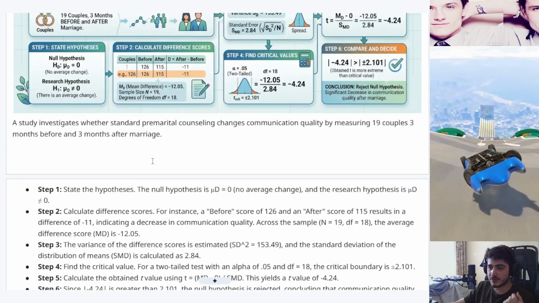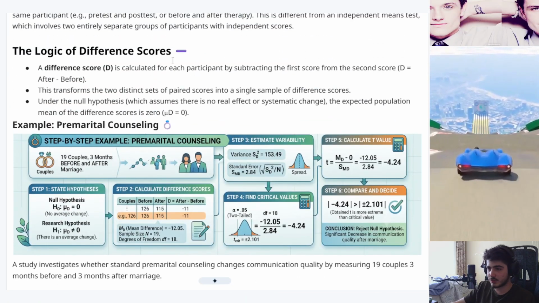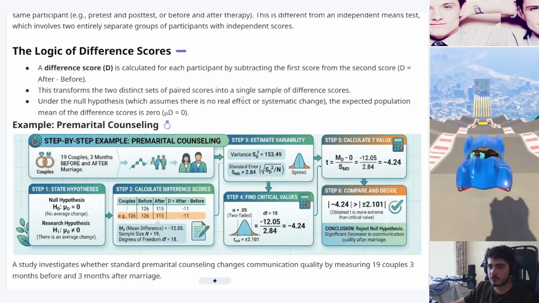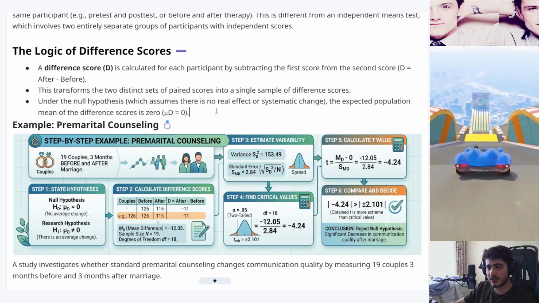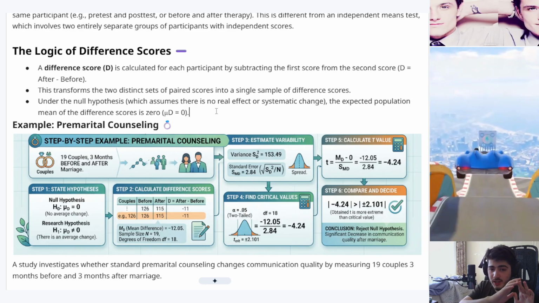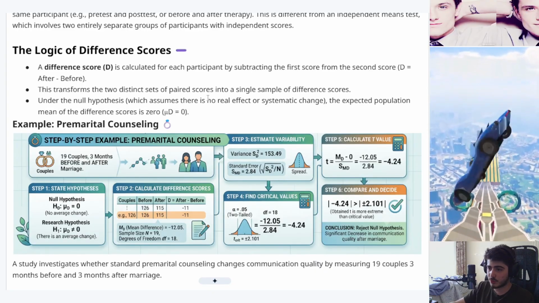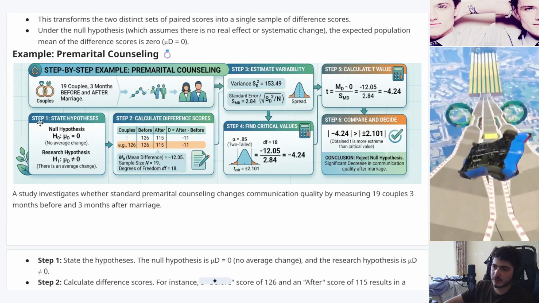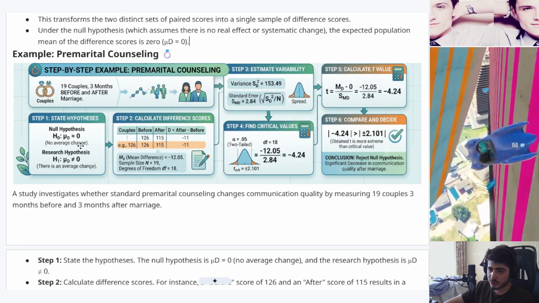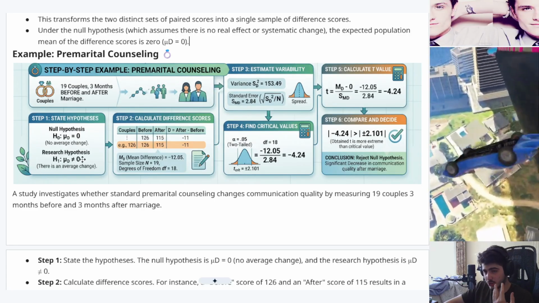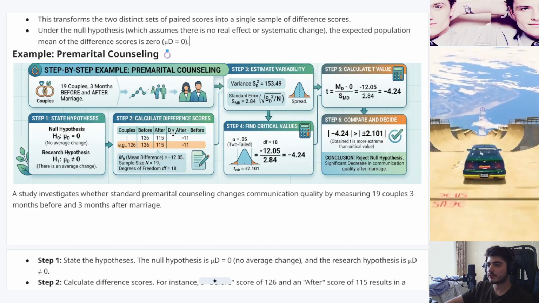The only difference from the previous calculation that we did is the fact that we take the different scores and then we create a new data set based off of those different scores. So let's take a look at this here. The null hypothesis is 0. The research hypothesis says that there is a change. And then we calculate the different scores.